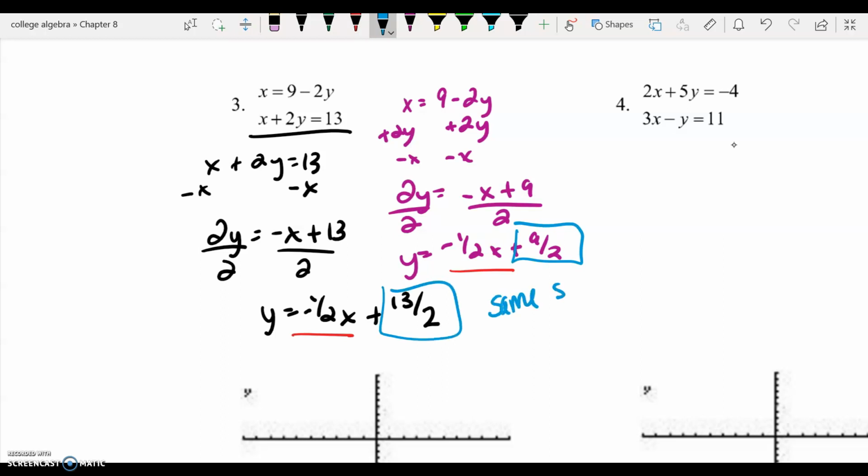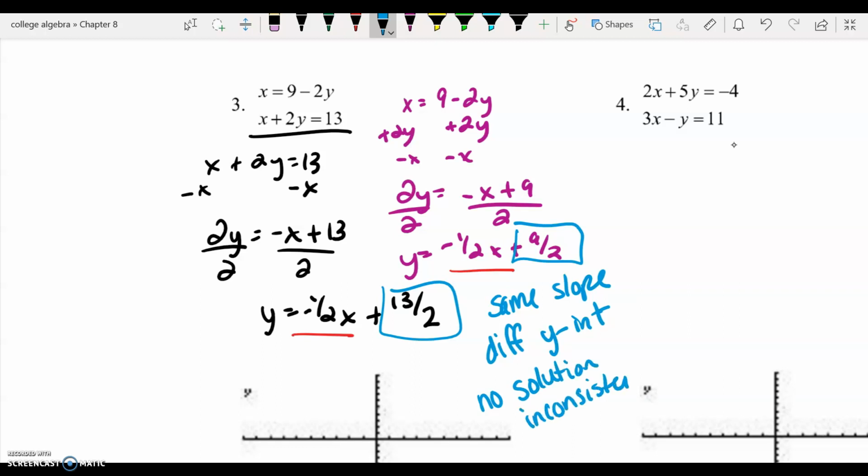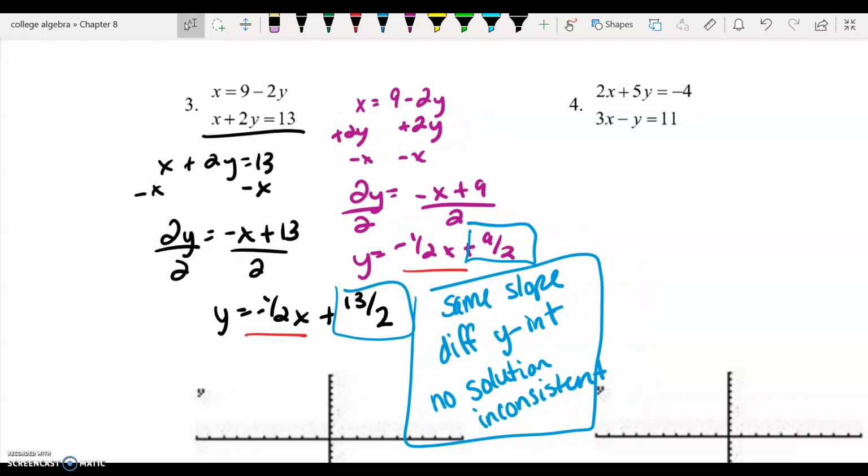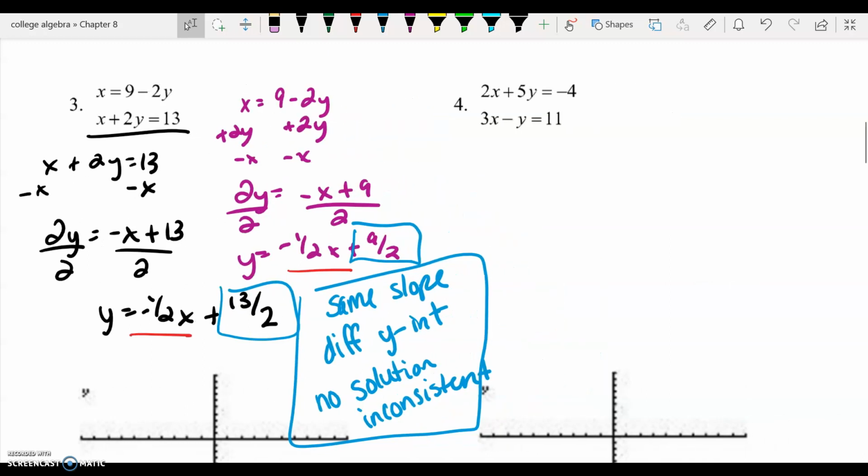So if you have same slope, different y-intercept, they're never going to intersect, which means there's no solution, which means it's inconsistent. Last one I'm going to let you guys do. I'll put a question in here in the video. You guys can graph it. You can use substitution or elimination, but I just want you to solve it and see if you get the answer right. So I want you to do this problem right here.